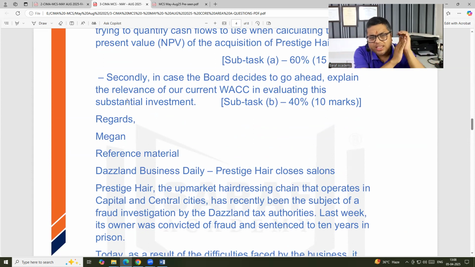Many of you must be doing this in your organization as a project team member already. Then the second part, which I already discussed: current WACC of the company, based on current debt equity ratio, based on current business risk, based on current required rate of return for debt and equity, we are getting the cost of capital.